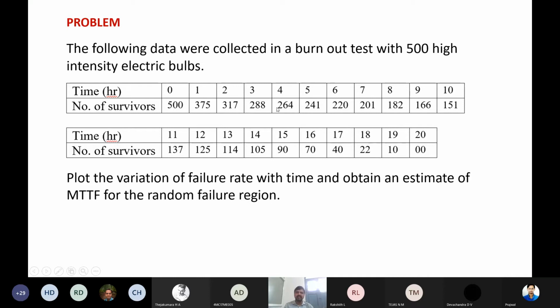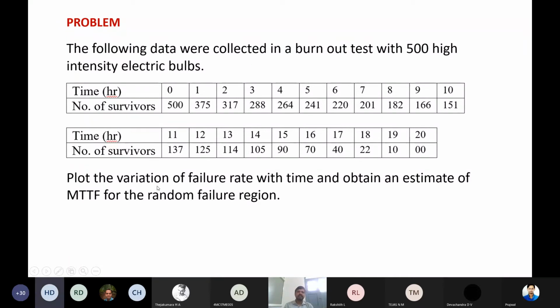For 3 to 4, 288 minus 264. Similarly, for 5 to 6, you subtract 241 and 220, that is 21, then 19, then again 19. Next it may be 16, then 5. Like that, you are considering the time interval and the number of failures during that particular 1 hour, and also the number of survivors. Based on this you can plot a bathtub curve.